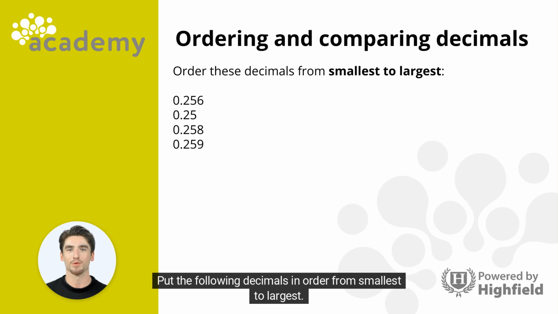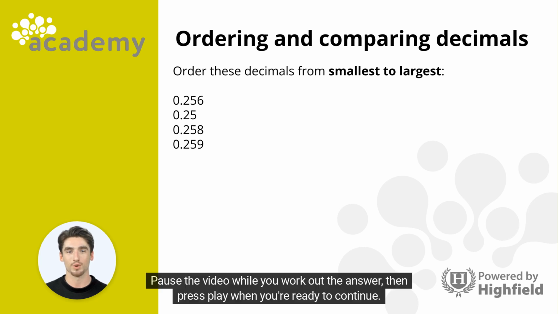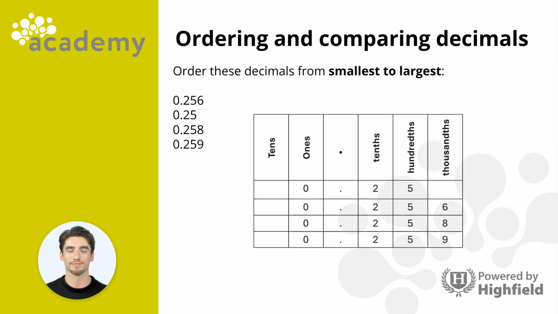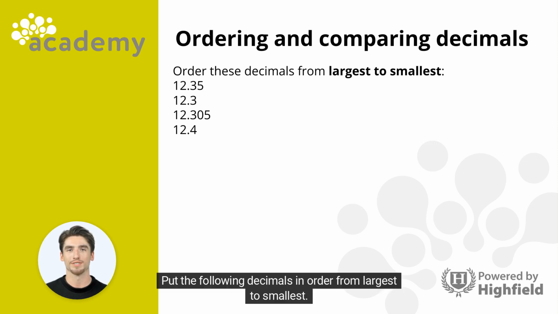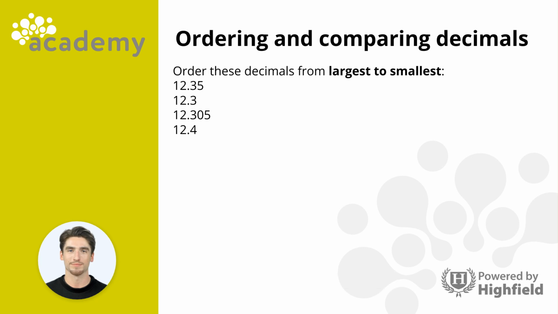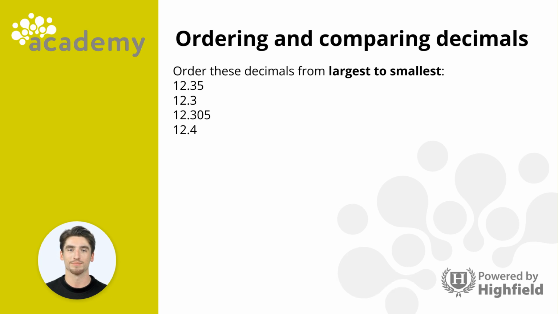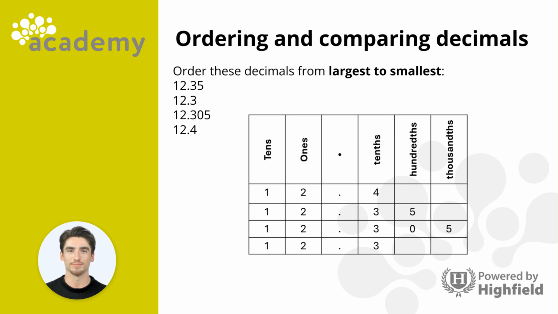Put the following decimals in order from smallest to largest. Pause the video while you work out the answer, then press play when you're ready to continue. Did you get it right? Pause the video while you check. Put the following decimals in order from largest to smallest. Pause the video while you work out the answer, then press play when you're ready to continue. Did you get it right? Pause the video while you check.